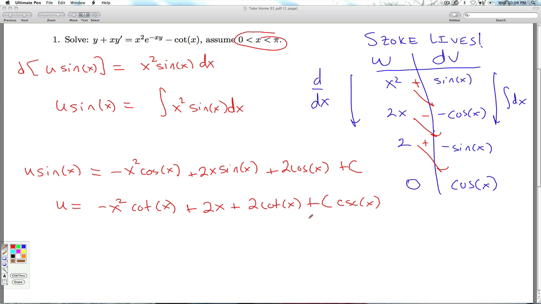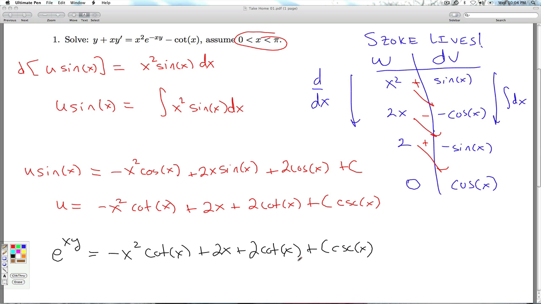And last but not least, I remember what my substitution was. U was e to the xy, so I have e to the xy equals this. And once again, since x is greater than 0, I can go ahead and take the natural log of both sides if I wanted to. This is as far as you needed to go. This is your implicit solution.